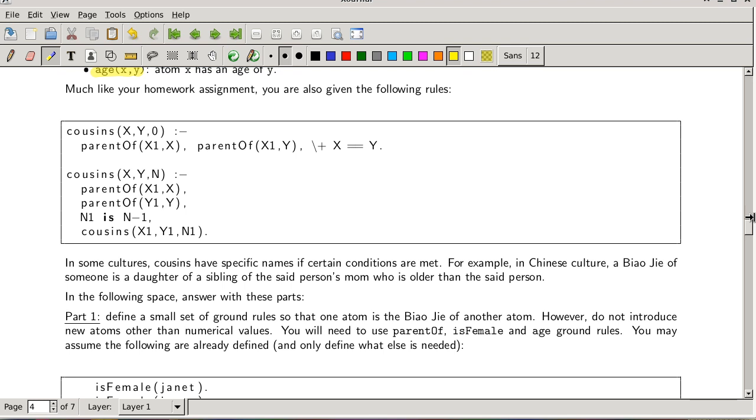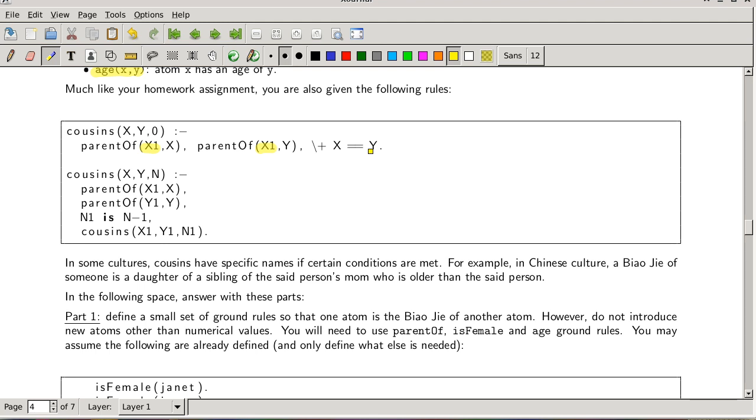So let's check out the cousins first, because I want to use this opportunity to also further explain predicate calculus. So let's look at the first rule, which is cousin(X, Y, 0), which is the base case of, quote-unquote, the recursive definition of cousins. In this case, X1 is a variable that only appears on the right-hand side, which means it is an existential variable. So we need to come up with an X1 such that X1 is parent of X and X1 is parent of Y, and then the backslash plus is saying, but it is not the case that X equals Y.